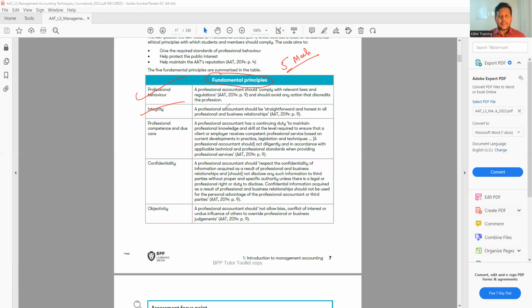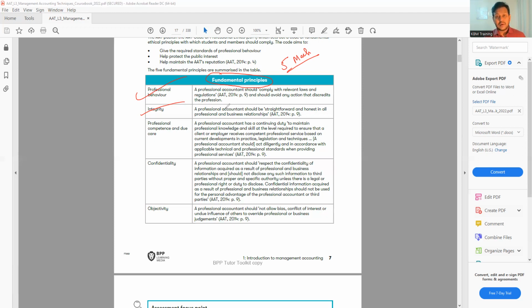Professional behavior is all about complying with relevant law and regulation, because if you don't follow it, it will not only damage your personal reputation, it will damage the reputation of your institution. For example, let's say a teacher from Oxford University is caught driving a car at high speed. The next day, the newspaper will not only tell his name, it will also mention he is from the University of Oxford.